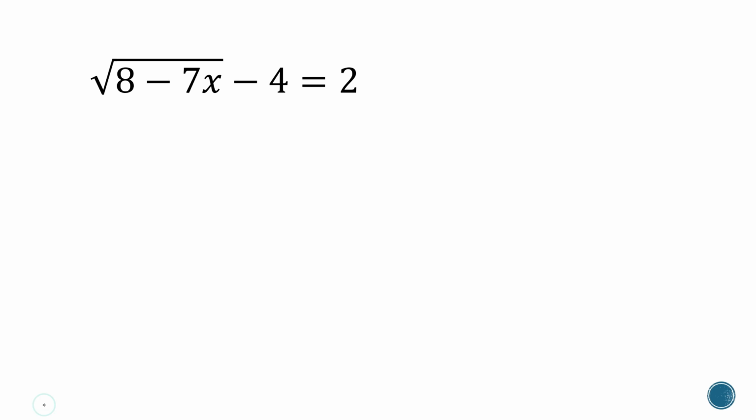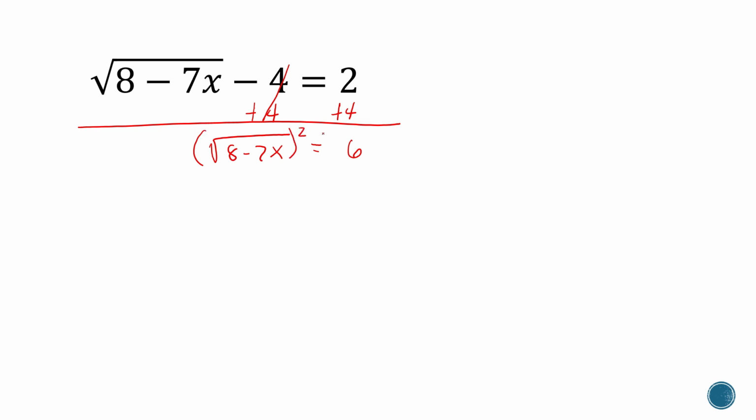Now here we cannot just raise both sides of the equation to 2 because there's a negative 4. So the first thing we need to do is to move that negative 4. How? I will add 4 on both sides. That will give me 6 here. And then that will leave me 8 minus 7x. Now this is the time when you can raise both sides of the equation to 2. So cancel that. This will be 8 minus 7x equals 36.